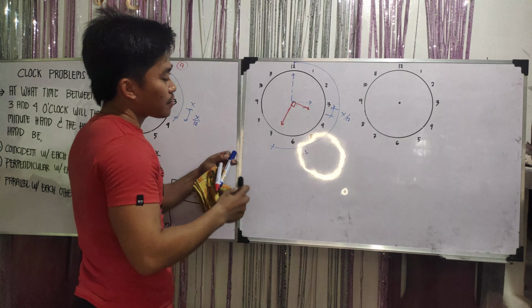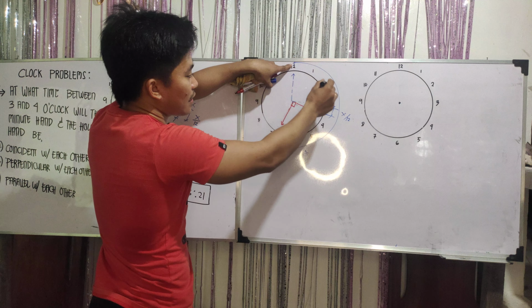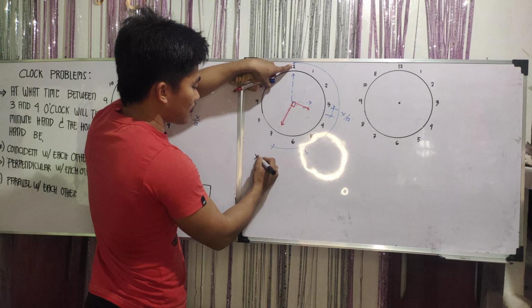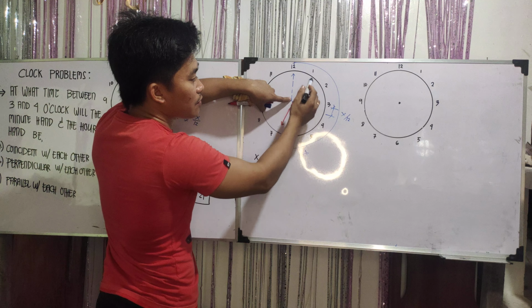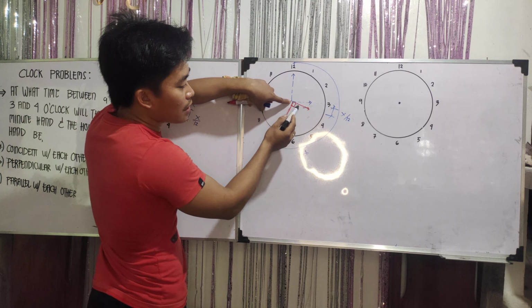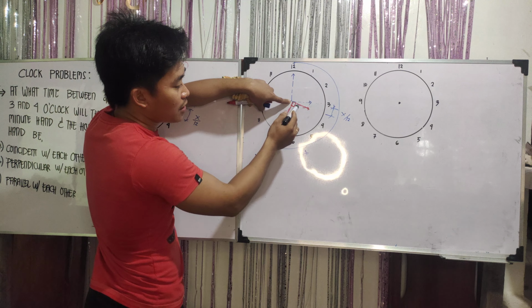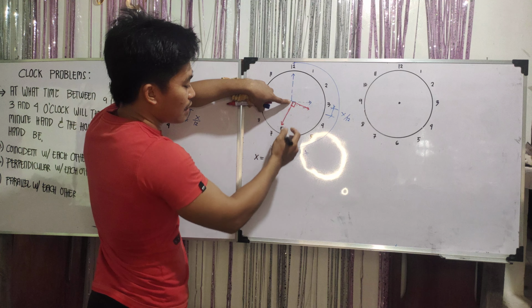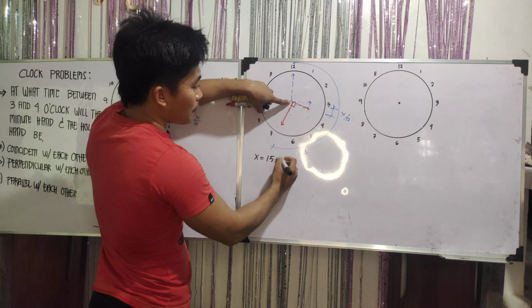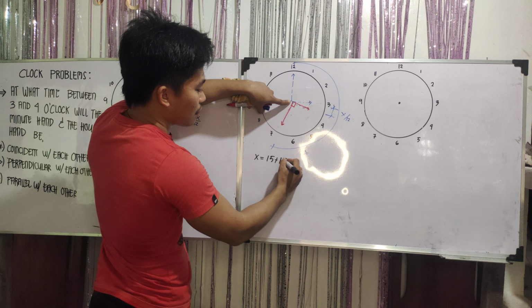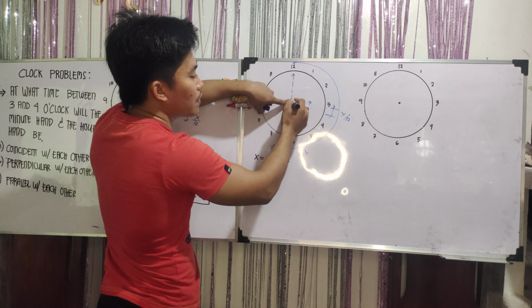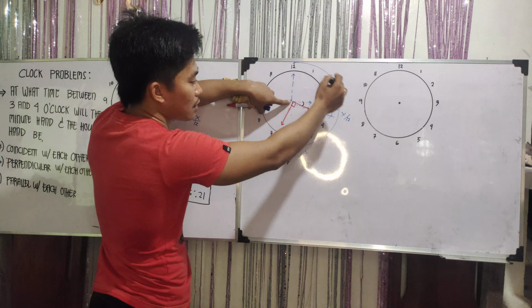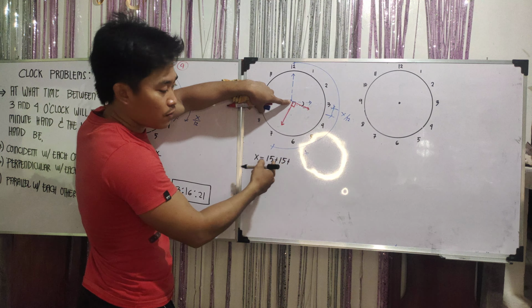So, what is that? If this is x, what is this? This is 90 degrees. So in short, this is 15 minutes. 5, 10, 15. How about this one? This is also 90 degrees. So in short, this is also 15 minutes. So 15 plus 15 plus, how about this one? Of course, that is x over 12. So 15 plus x over 12 plus 15, that is equivalent to the movement of the minute hand, which is x. So plus x over 12.